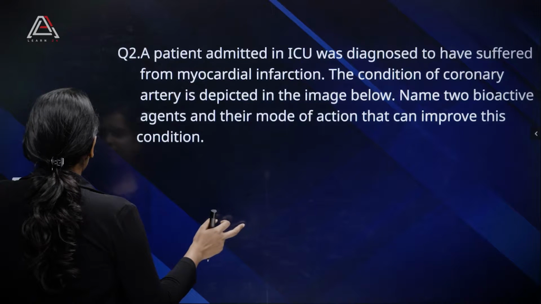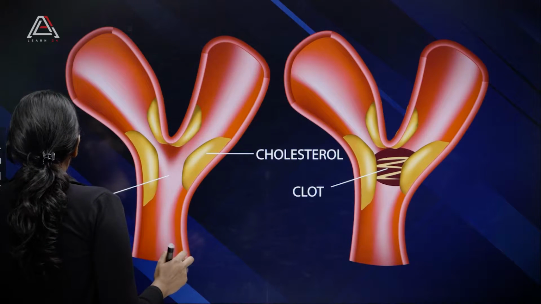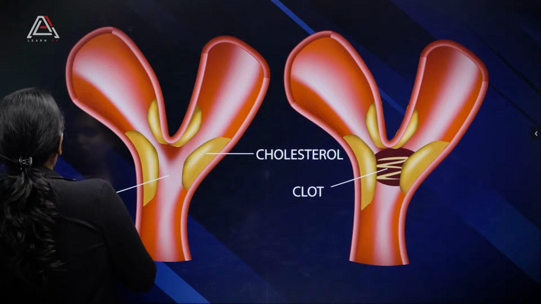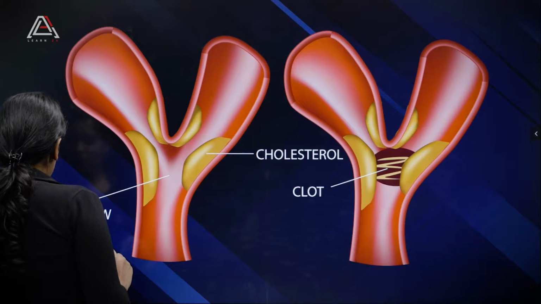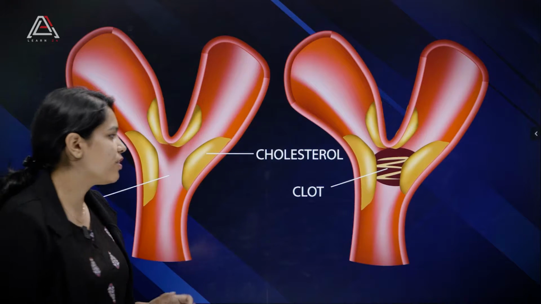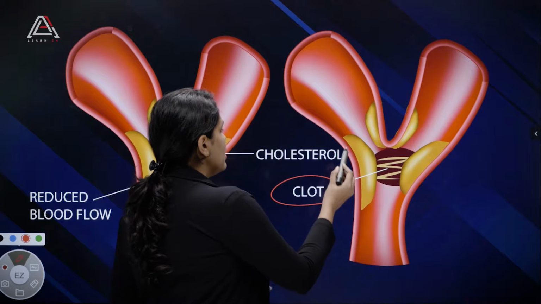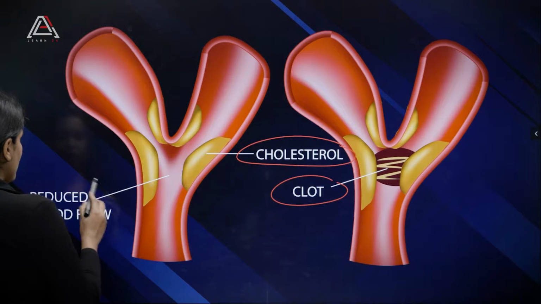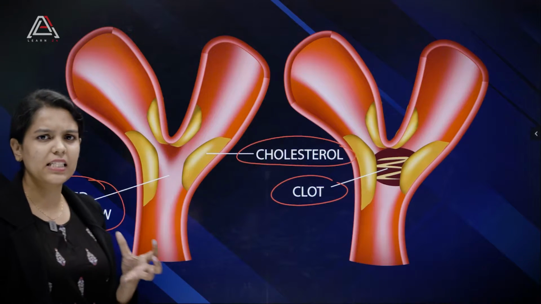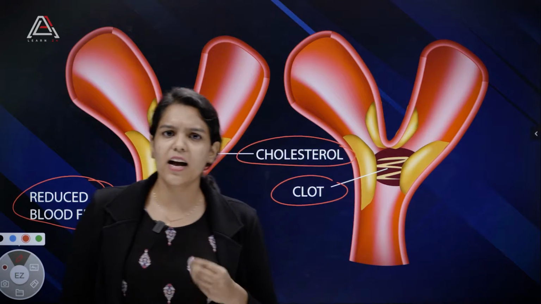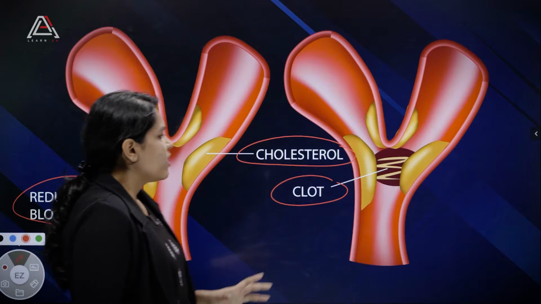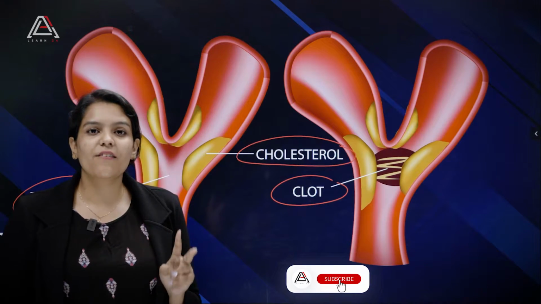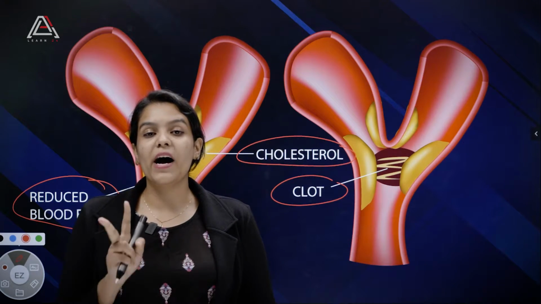Okay, so let's see the diagram and try to understand. In this diagram, let's see what is mentioned here first. They have mentioned a clot, cholesterol, and also reduced blood flow, which we can see in patients who have a heart attack. Okay, so in the question they have asked to mention the 2 bioactive agents.